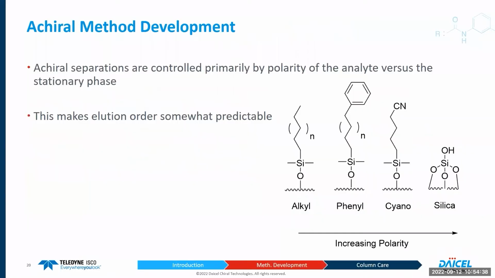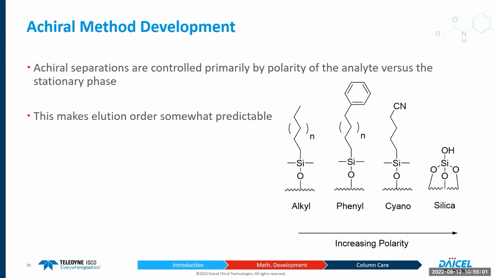So on to method development. Now, unlike achiral method development, which you might be familiar with, where the primary separation mechanism is polarity, that is the difference in polarity between the analyte and the stationary phase, chiral separations are governed by a lot more complicated and not as easily predicted interactions.